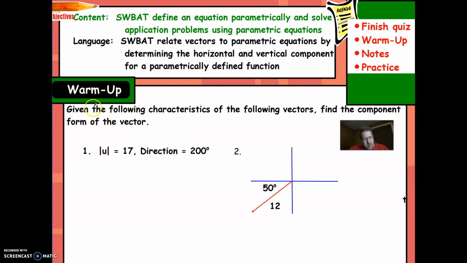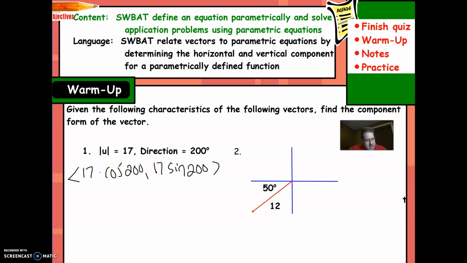We're starting off with the warm-up here, given the following vectors. We're given the magnitude is 17 and the direction is 200 degrees. Now, as we did in the last topic, we know that would be magnitude times cosine of the angle, comma, magnitude times sine of the angle. Sine is always the height, cosine is always the distance across. So simply put that into my calculator, make sure I'm in degrees.